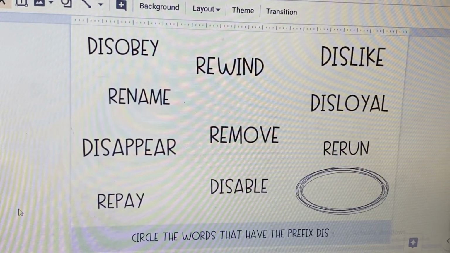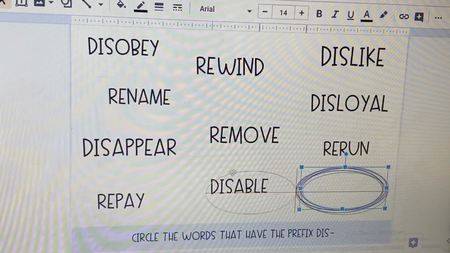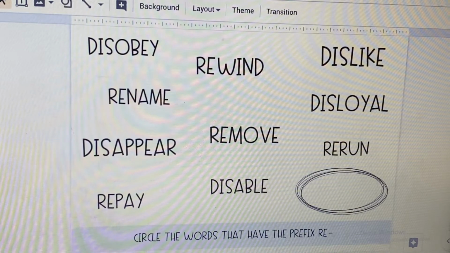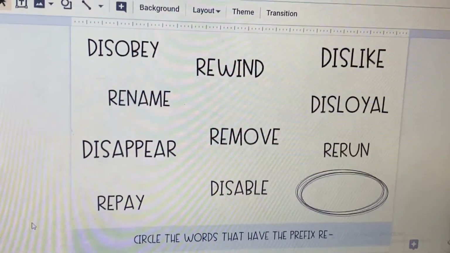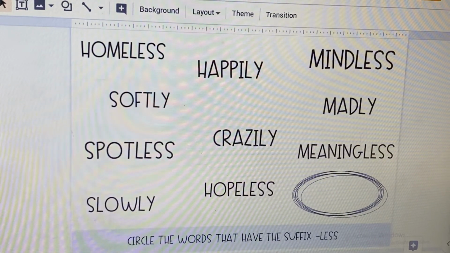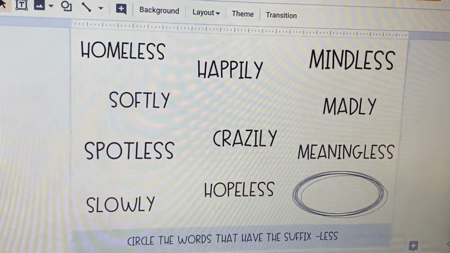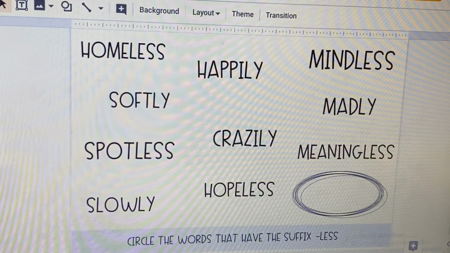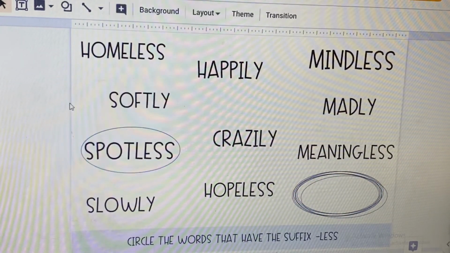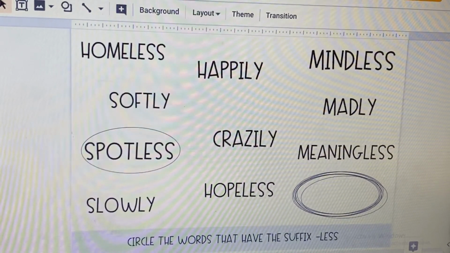The next slide, number 10, circle the words that have the prefix dis. So, disable. Slide number 12 is circle the words that have the suffix less. So a suffix added to the back or behind the root word. Less. So I can see several examples. You get the rest of them. I'll get this one. Spotless. Spotless means without spots.